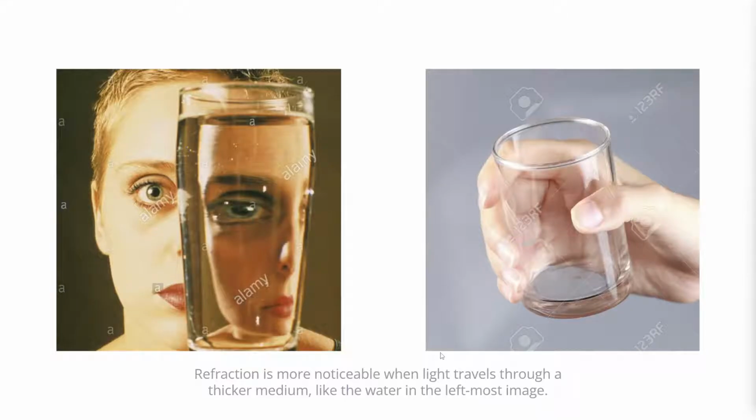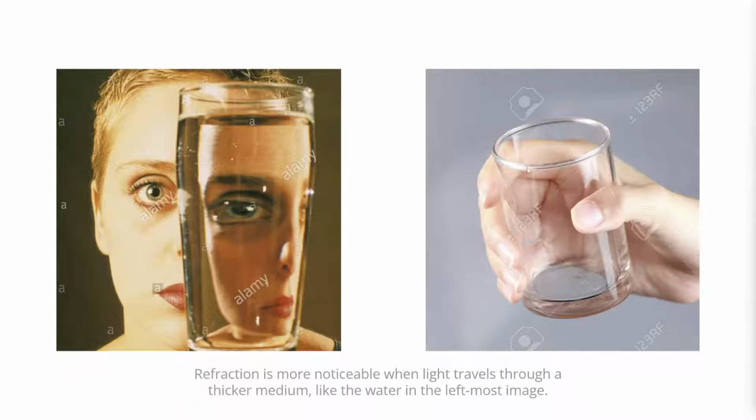Index of refraction is also more noticeable when light is traveling through a thicker medium. Glass and water actually have very similar indices of refraction, but on the left-hand side we have essentially a solid object of water or glass. Over here, we have two very thin objects of glass. Because there's a lot less material the light is traveling through, we're noticing a lot less bending of light.